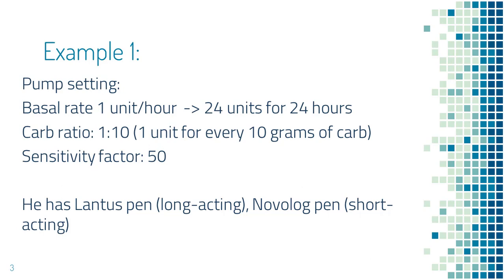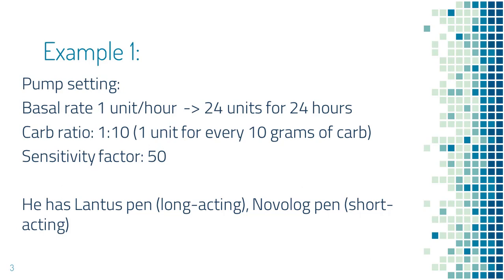The carb ratio is 1 to 10. That means he needs to take 1 unit of insulin for every 10 grams of carbohydrates. Sensitivity factor is 50. It means he needs to take 1 additional unit of insulin for every 50 points of blood sugar above 150. Now he has some insulin pens as backup.